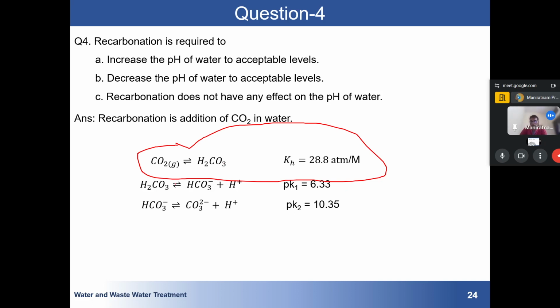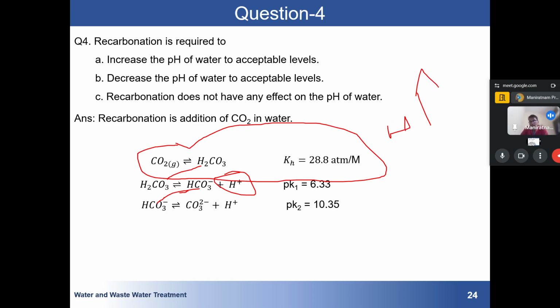So this H2CO3 will result in the formation of HCO3 minus, and it will release H plus ions. Again, this will dissociate in the form of carbonate and bicarbonate. Here you can see that this whole process is increasing the H plus concentration.